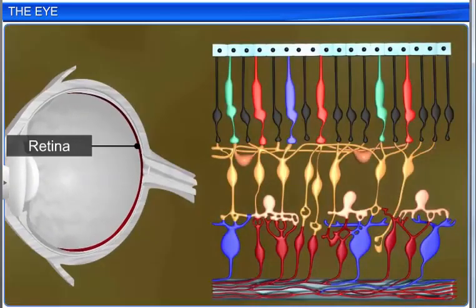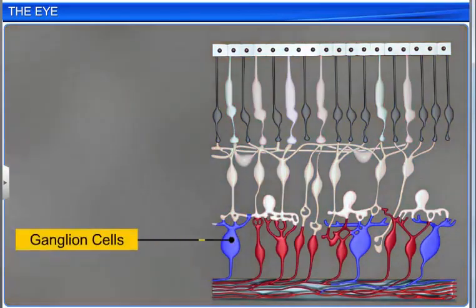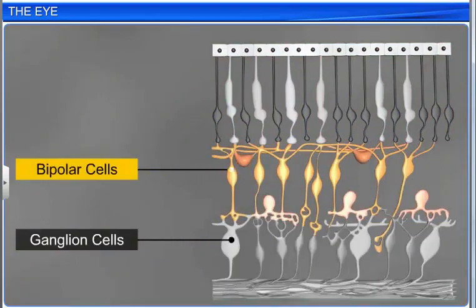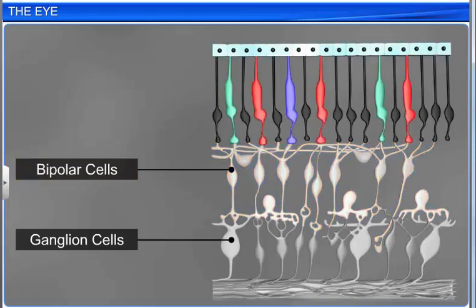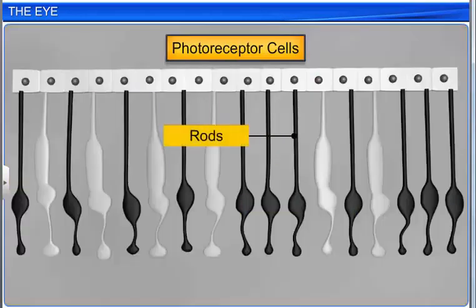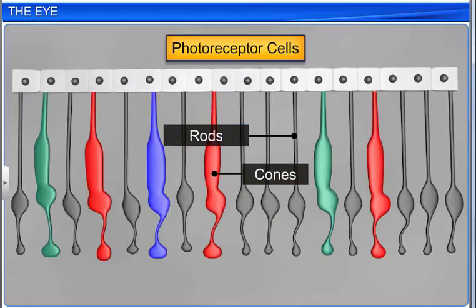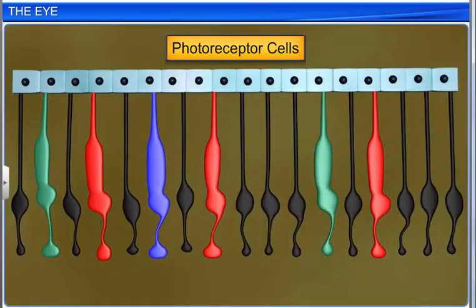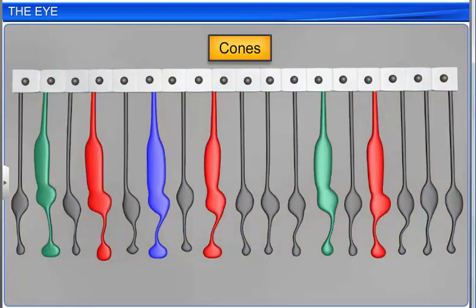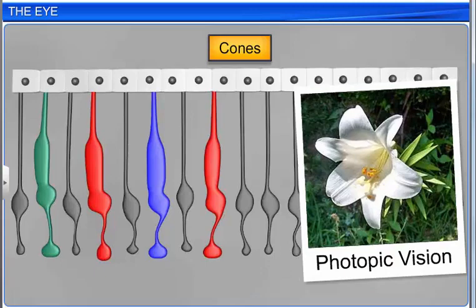The innermost layer is called ganglion cells. The middle layer is called bipolar cells, and the outermost layer is called photoreceptor cells. Photoreceptor cells are of 2 types, rods and cones. These cells contain photopigments. The cones are responsible for color vision and daylight vision, which is also known as photopic vision.